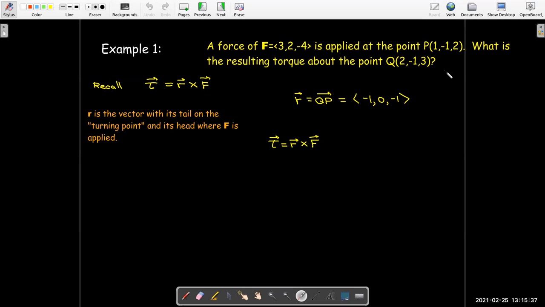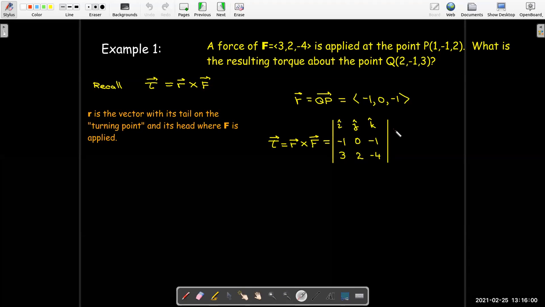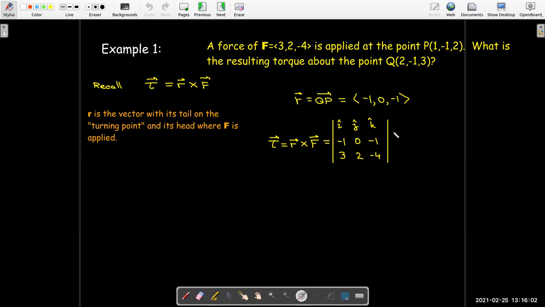We'll use our memory aid to help us calculate the cross product. And I want to emphasize, whenever we write down i, j, and k, we have to indicate that they are vectors. So we can either put little hats on them, as I've done here, or we could just put arrows like we do with the other vectors. But we have to indicate that they are vectors, even in this memory aid. So we go ahead and calculate the corresponding minors to get the components. And so our torque vector is 2, comma, negative 7, comma, negative 2.